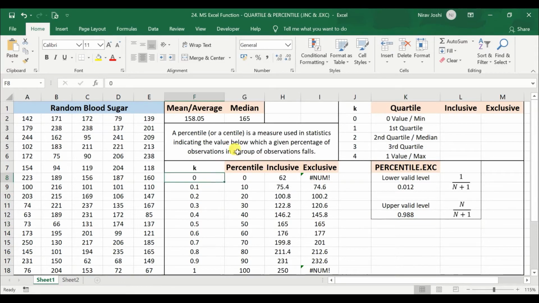So suppose if we apply 0.01 here, as it is lower than this limit, it will show this error in this percentile exclusive function. Now suppose we apply 0.02, then it will give a number here, which will be a valid number in the calculation. The reason behind this is that if we apply any k value below this one, it will not be able to calculate a value below which there will be an observation in this data range.